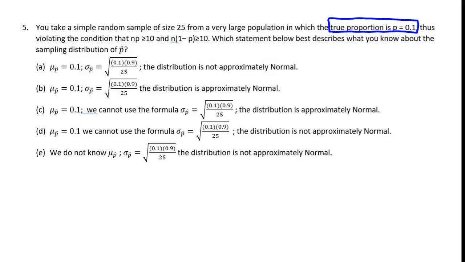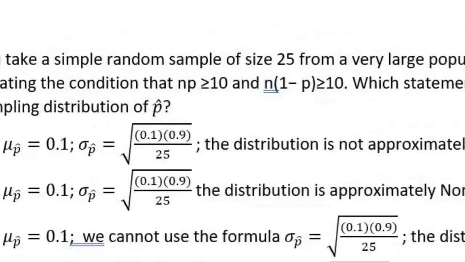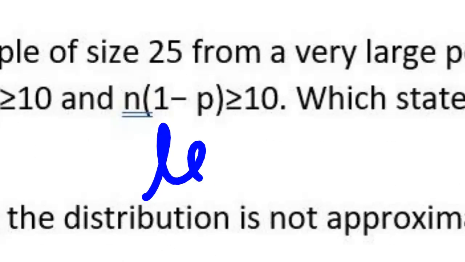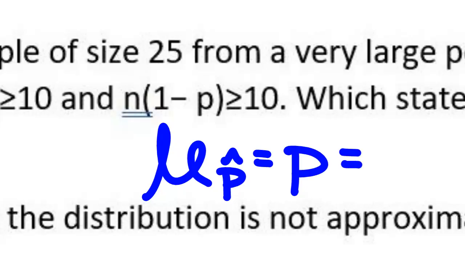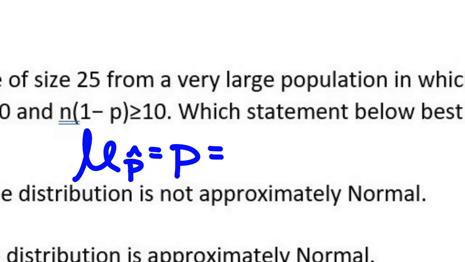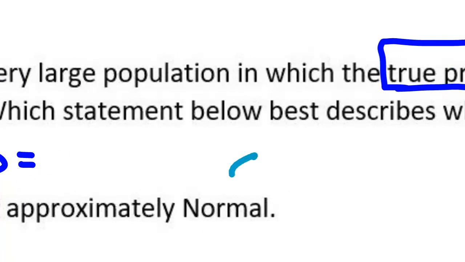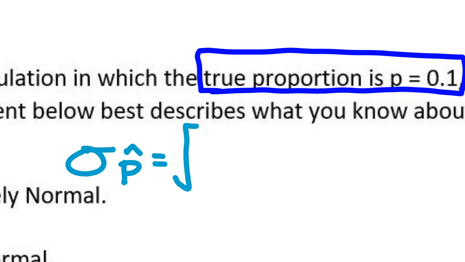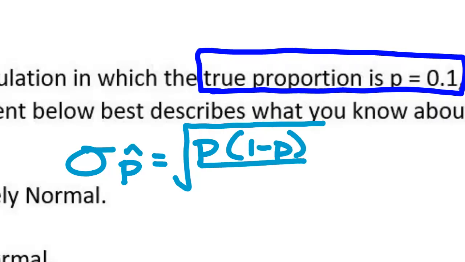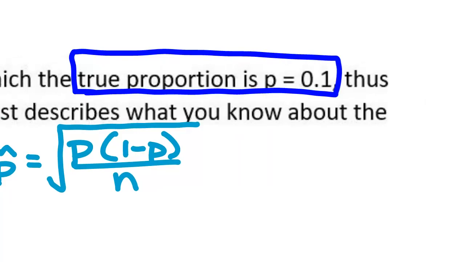So as we mentioned before, the mean mu for p hat will be equal to p regardless of the shape. The standard deviation for p hat is equal to the square root of p times 1 minus p over n, as long as we meet the 10% condition.